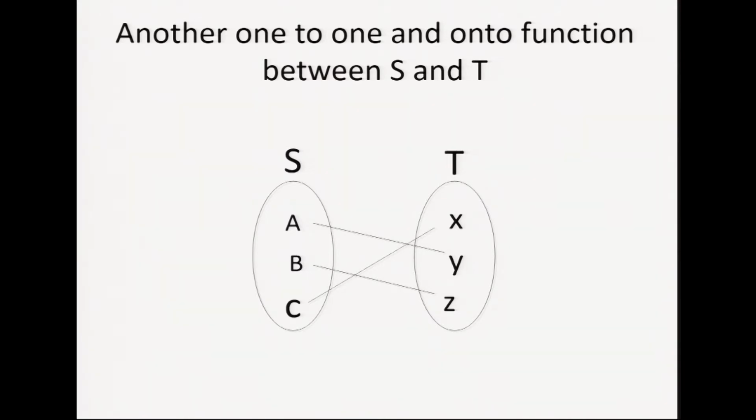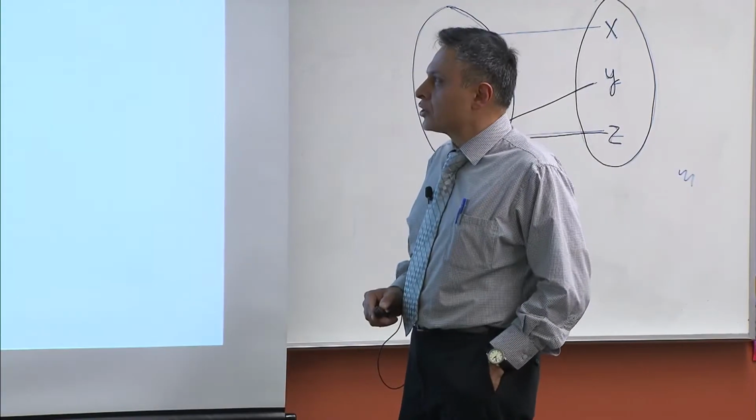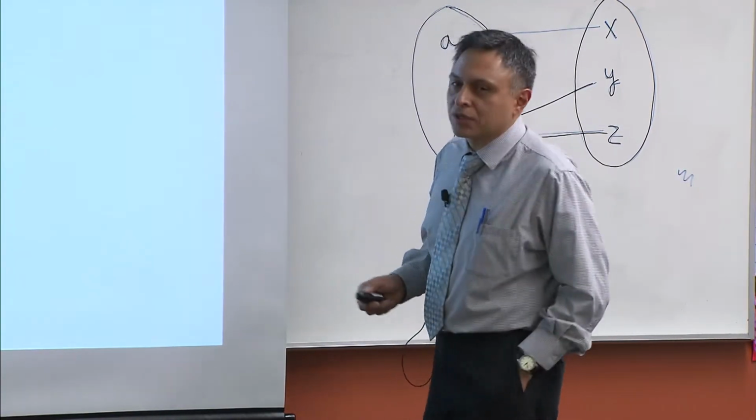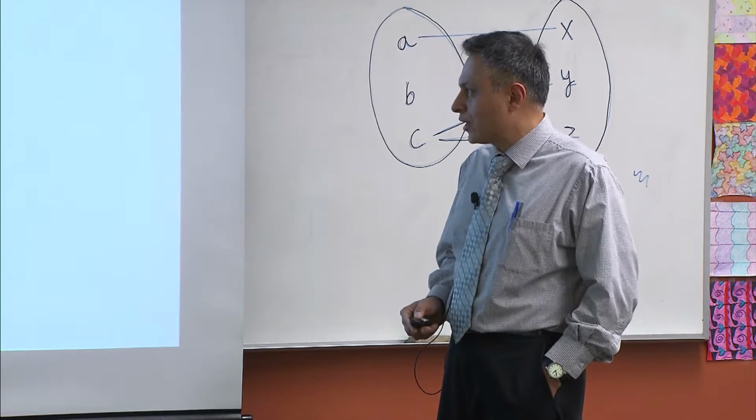So once we establish a one-to-one and onto function from one set to another, there may be more than one. In this case, there are six possible ways to put a one-to-one and onto relationship between those two sets. Although I'm not going to be talking about the number of ways we can do that.